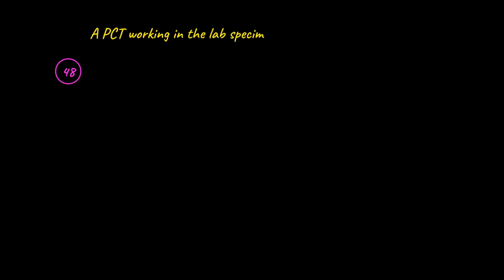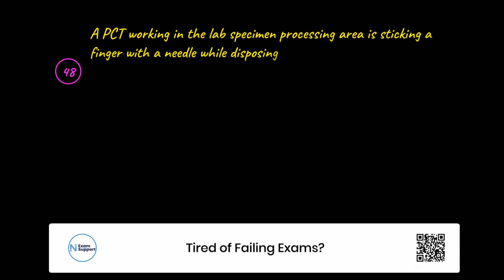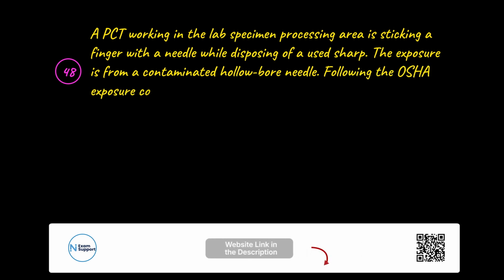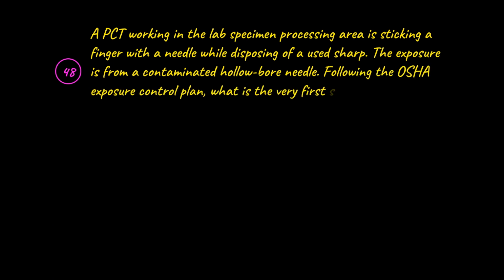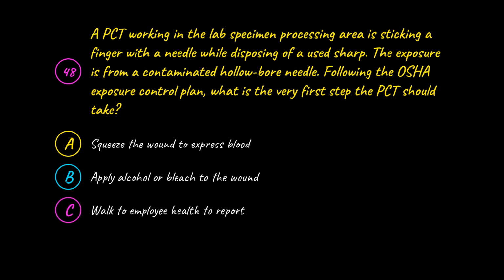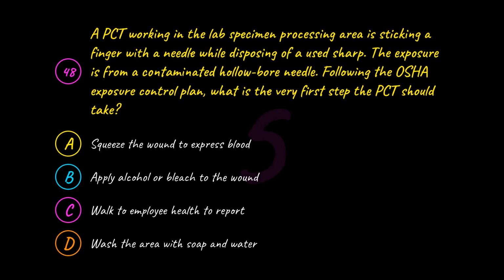Question 48. A PCT working in the lab specimen processing area sticks a finger with a needle while disposing of a used sharp. The exposure is from a contaminated hollow bore needle. Following the OSHA exposure control plan, what is the very first step the PCT should take? Your options are: A. Squeeze the wound to express blood. B. Apply alcohol or bleach to the wound. C. Walk to employee health to report. D. Wash the area with soap and water. Got a guess? Lock it in.